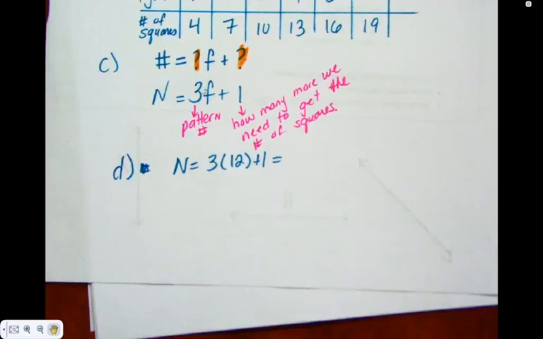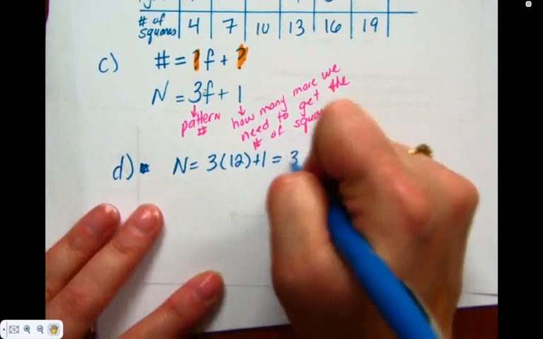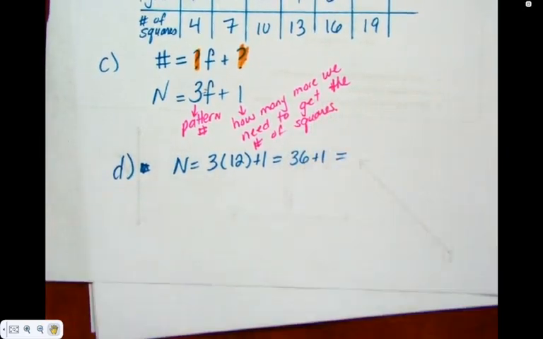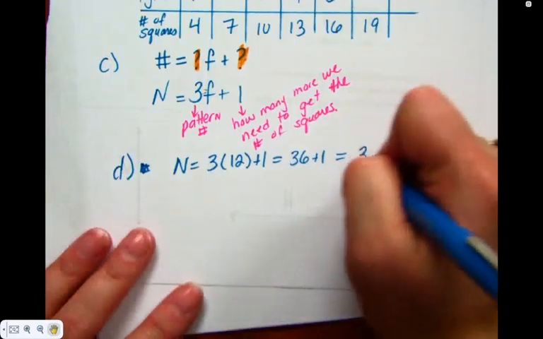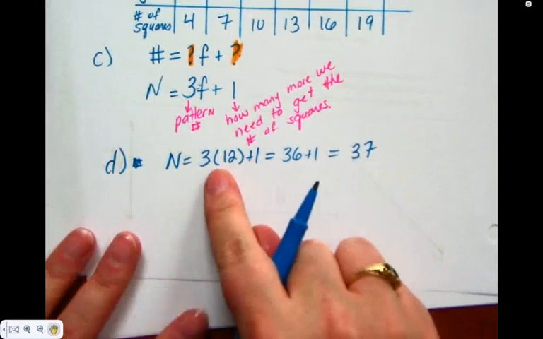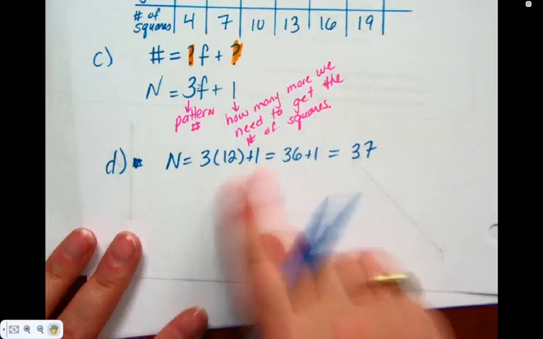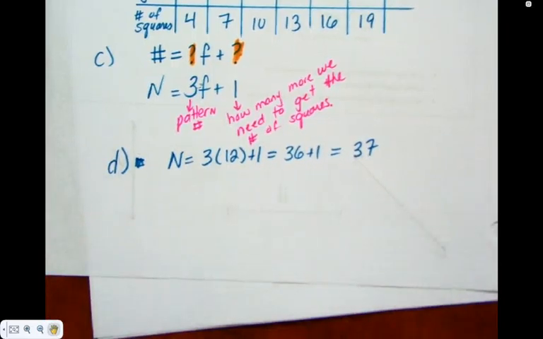What's 3 times 12? 36. What's 36 plus 1? Why did I do the multiplication before the addition? BEDMAS. So what does this tell us? How many blocks are in the 12th figure? 37 of them.